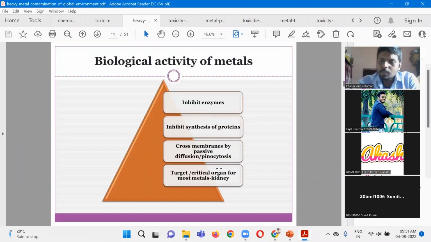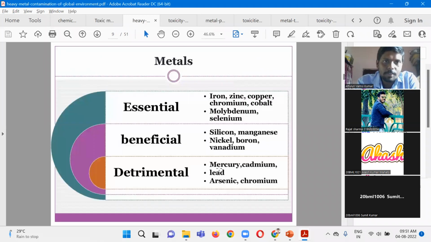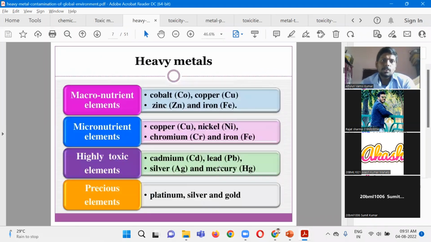Okay, so I would like to show you the classification of these heavy metals. Heavy metals are broadly classified into these four types: macronutrient elements, micronutrient elements, highly toxic elements, and precious elements. Macronutrient elements are the essential elements that we need to take in our regular diet. Without these elements, our body's metabolism won't work.